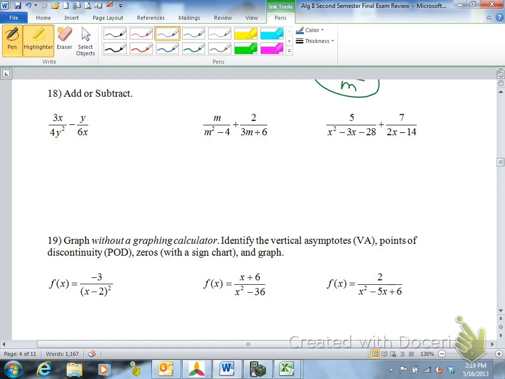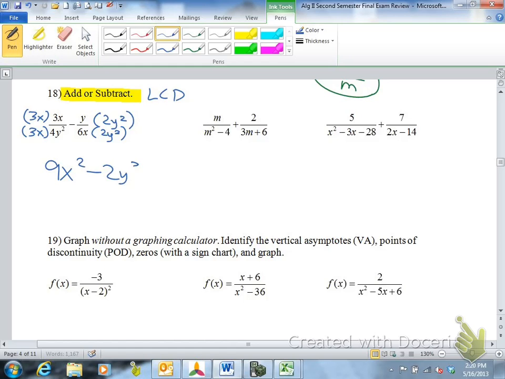Add or subtract takes a little bit longer than multiplying. Adding or subtracting, you want lowest common denominator, LCD. So lowest common denominator here, you could multiply by 6x, but the lowest common denominator would be a 12 between 4 and 6. So you multiply by 3x in the top and bottom, multiply by 2y squared, 2y squared. So your answer would be 9x squared minus 2y cubed over 12xy squared.